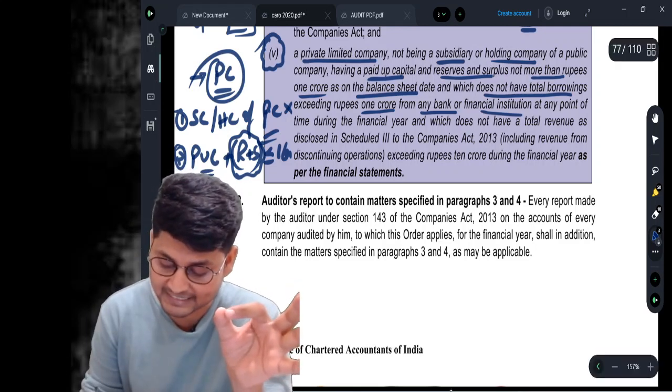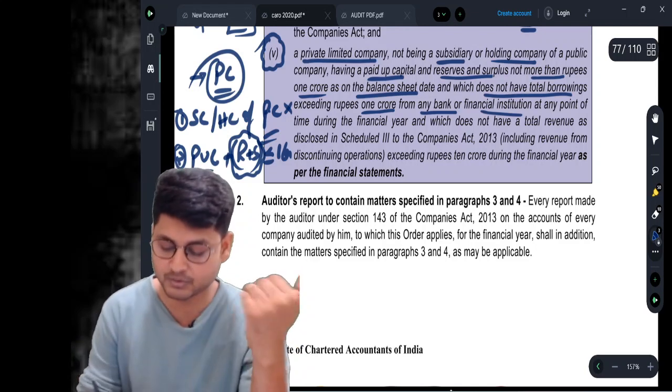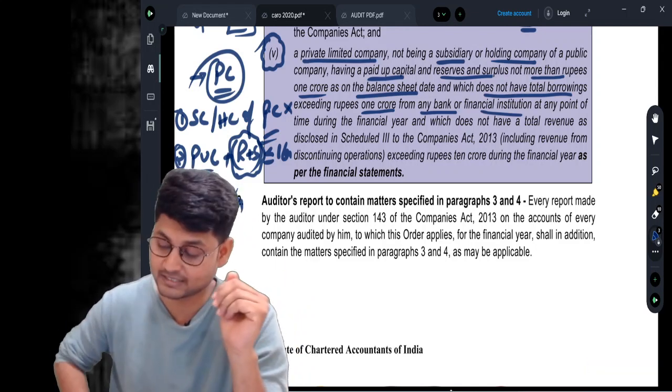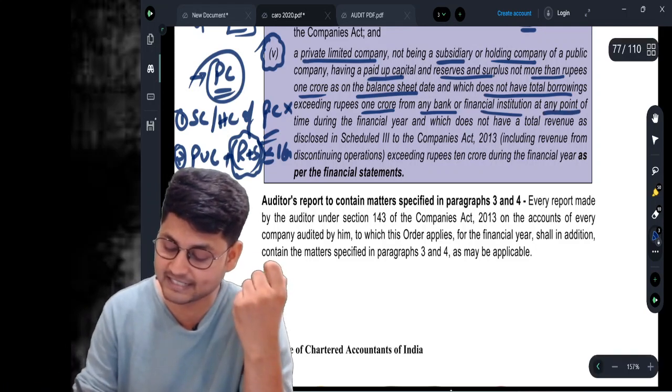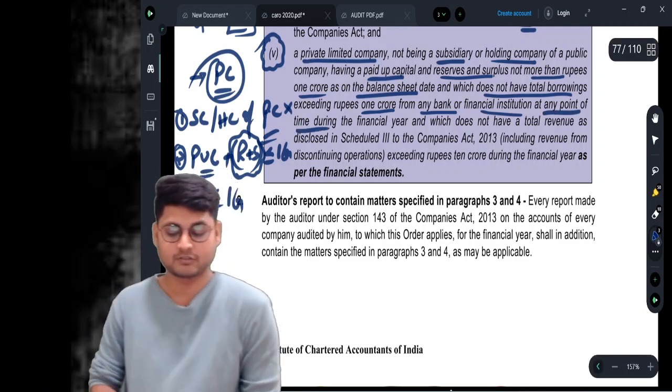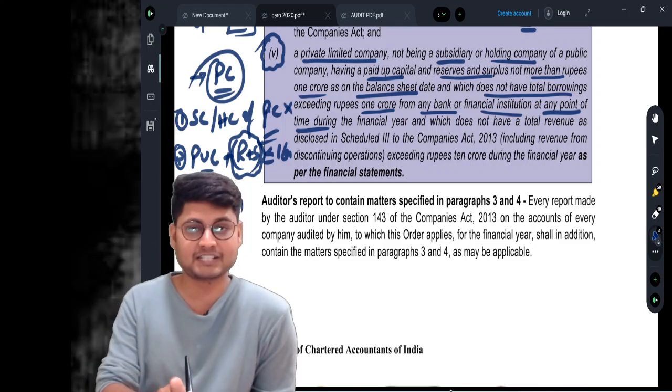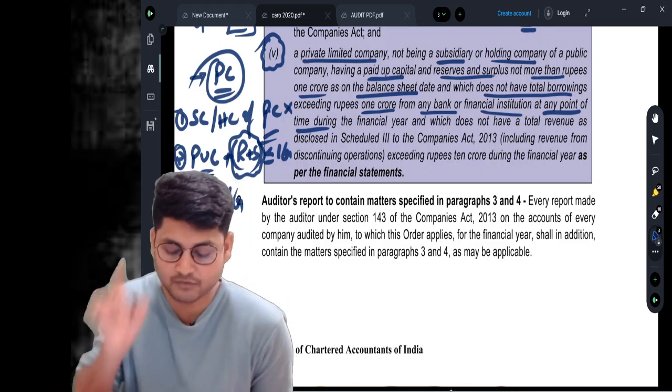That borrowing shall not exceed, that is, less than or equal to 1 crore rupees again. It is considered at any point of time during the financial year. So the third condition: borrowings less than or equal to 1 crore. If it is also satisfied, then there is no applicability of CARO.